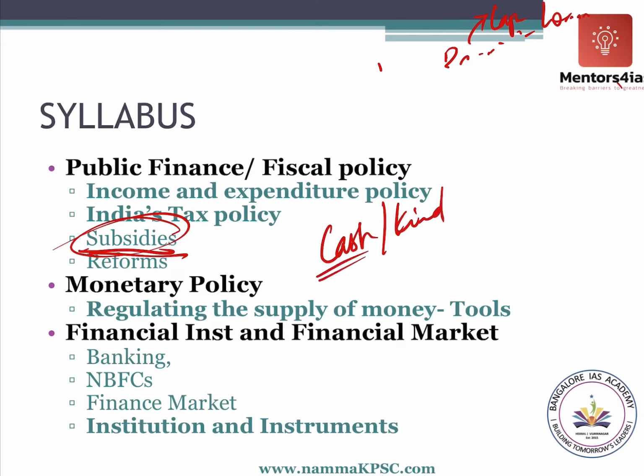So you might have heard about old age pension schemes, right? That is cash. You might have heard about your Food Security Act, under which we give rice, wheat, etc. through fair price shops. So that is kind. So these are subsidies. Subsidies are very important because it is one of the major expenditures.